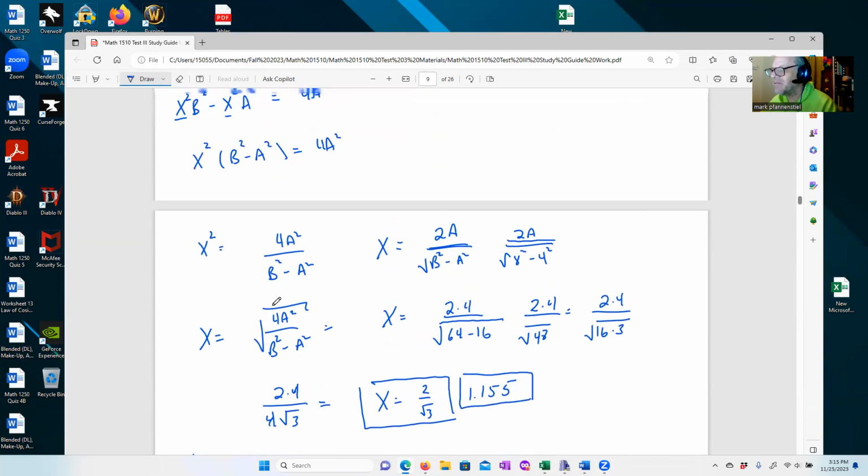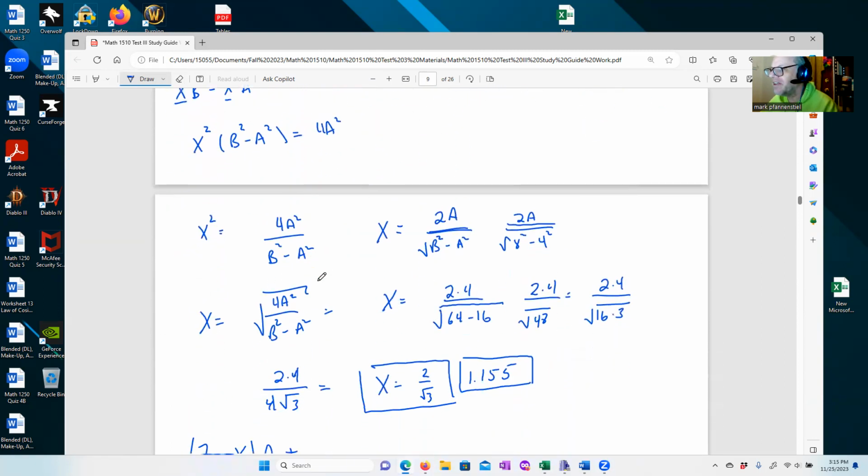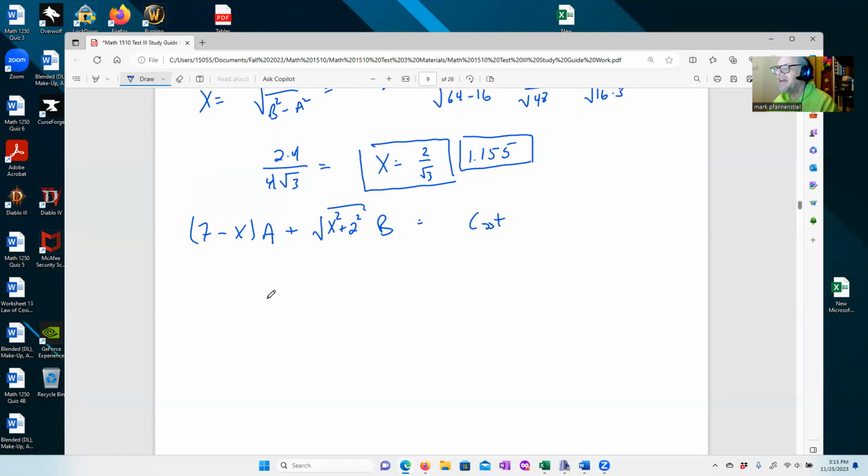Okay, and then plus, and then what did we have for the other one? We're going to have x squared plus 2 squared. So this was the square root of x squared plus 2 squared, all times b, and that was going to be my cost. Okay, so we could do that. 7 minus 1.155, all times the 4 for a, plus 1.155 squared plus 4, take the whole thing under a square root, times 8, and we can get our cost for that. Might as well go ahead and try that.